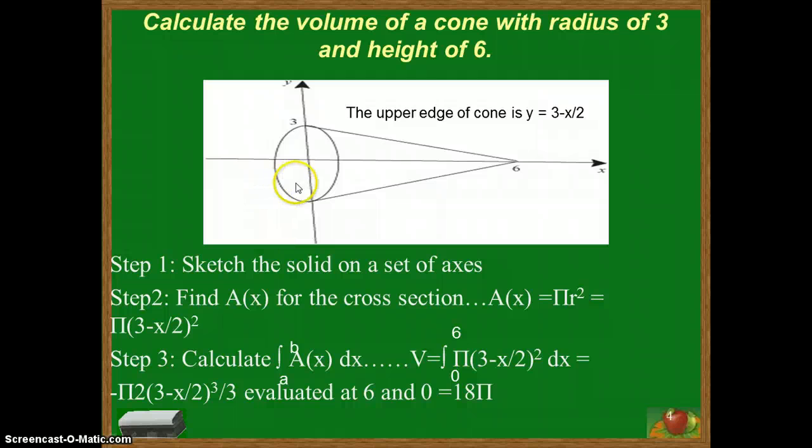So how would you calculate the volume of this cone? Now, I know there's a geometric formula for the volume of a cone, but let's see if we can do it with integrals. First thing, sketch the solid. We did this. Find A of x. Well, A of x is going to be circular here, so A of x is going to be of the form pi r squared. Our only job is to determine what the radius is.